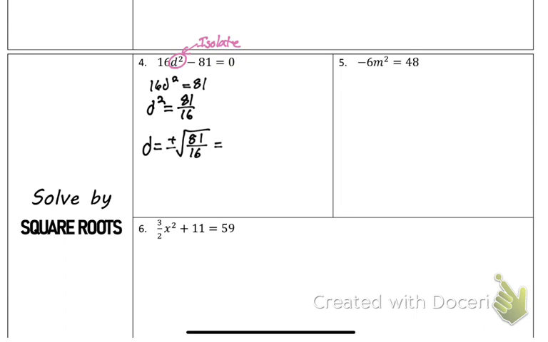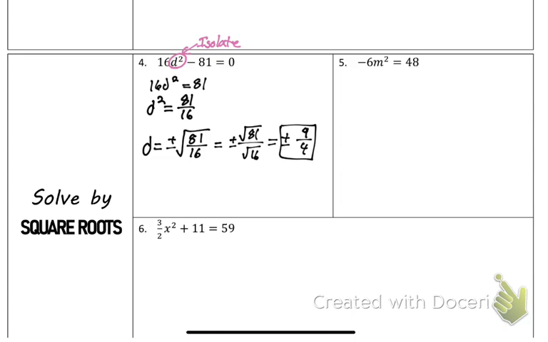Quick reminder how square roots work. If I square root a fraction, I'm actually square rooting the top, and I'm also taking the square root of the bottom at the same time. Well, the square root of 81 is 9. Square root of 16 is 4. So this is just plus or minus 9 over 4. And you're done.